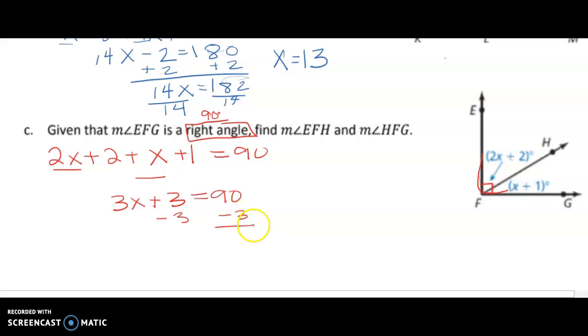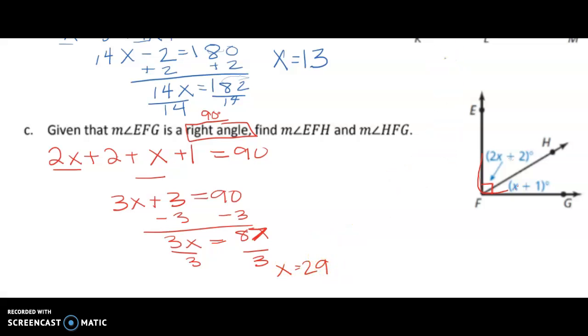Subtract 3 from both sides, 3x equals 87. Ooh, 87. Divide by 3, I get x equals 29. Now, most of you are going to circle that. Yay, we're done. Stop and rewind. We are not done. The question said, find the measure of each of these angles.